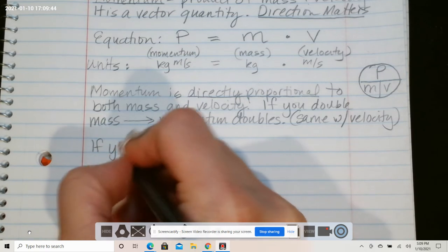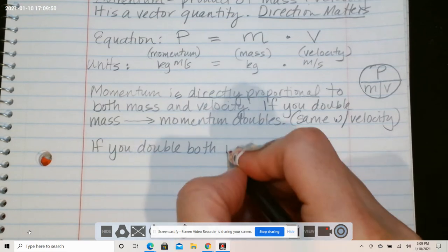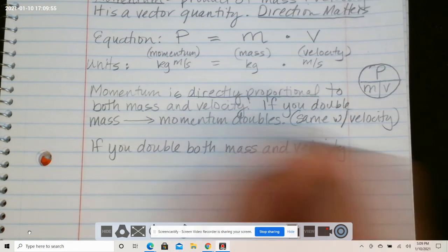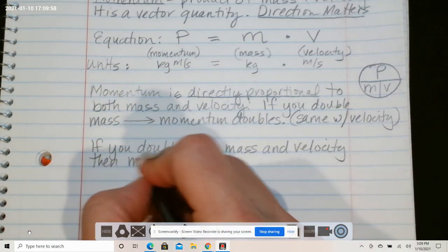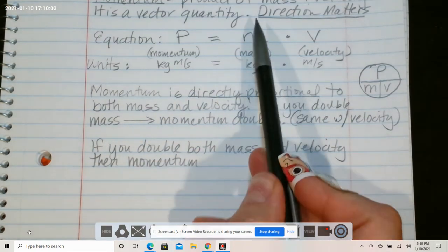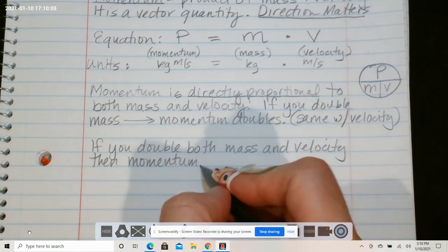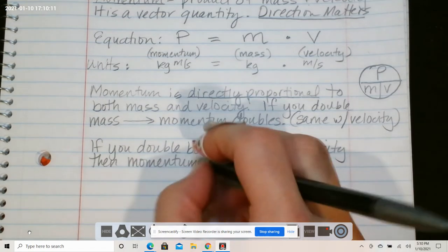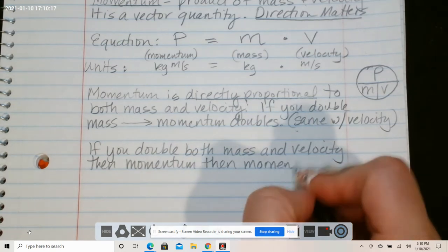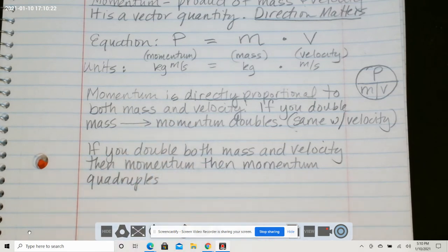So if you double both mass and velocity, then what do you think momentum will do? So you've doubled both. You now doubled mass, you doubled velocity. What would happen to momentum? What will happen is then momentum quadruples. Because it's directly proportional to both.